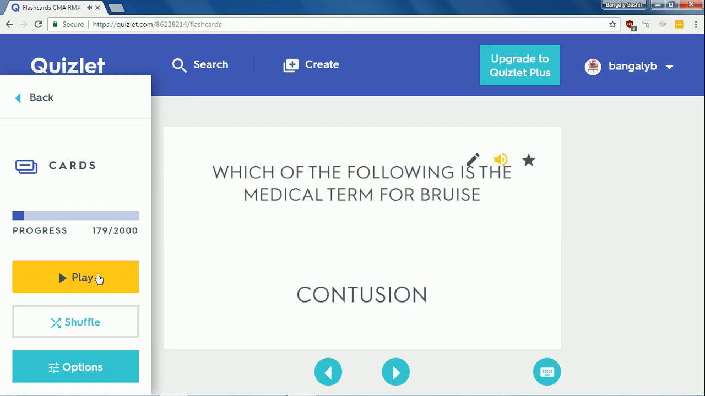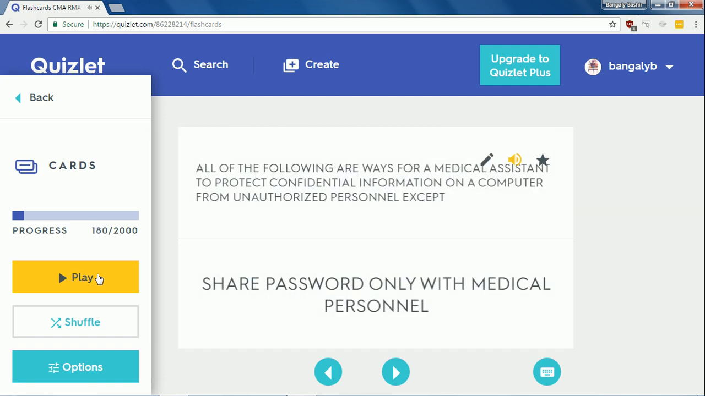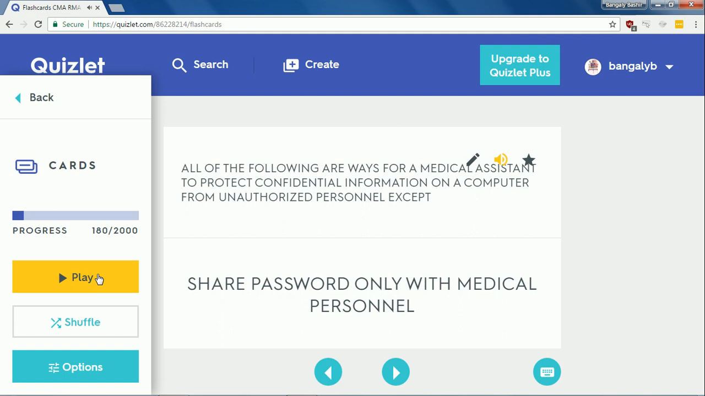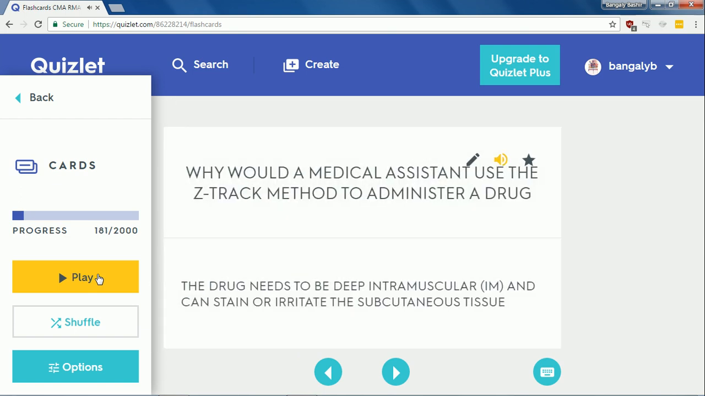Which of the following is the medical term for bruise? Contusion. All of the following are ways for a medical assistant to protect confidential information on a computer from unauthorized personnel except share password only with medical personnel. Why would a medical assistant use the Z-Track method to administer a drug? The drug needs to be deep intramuscular and can stain or irritate the subcutaneous tissue.